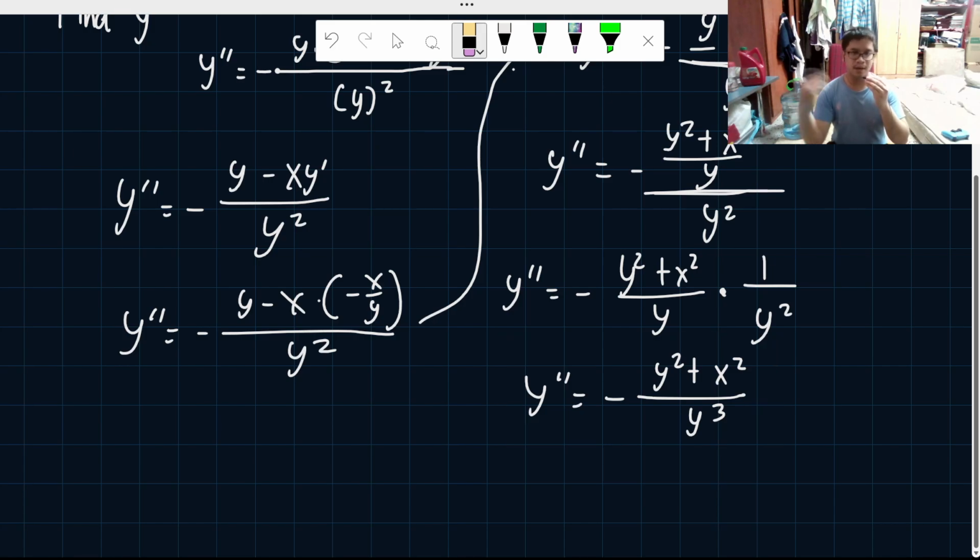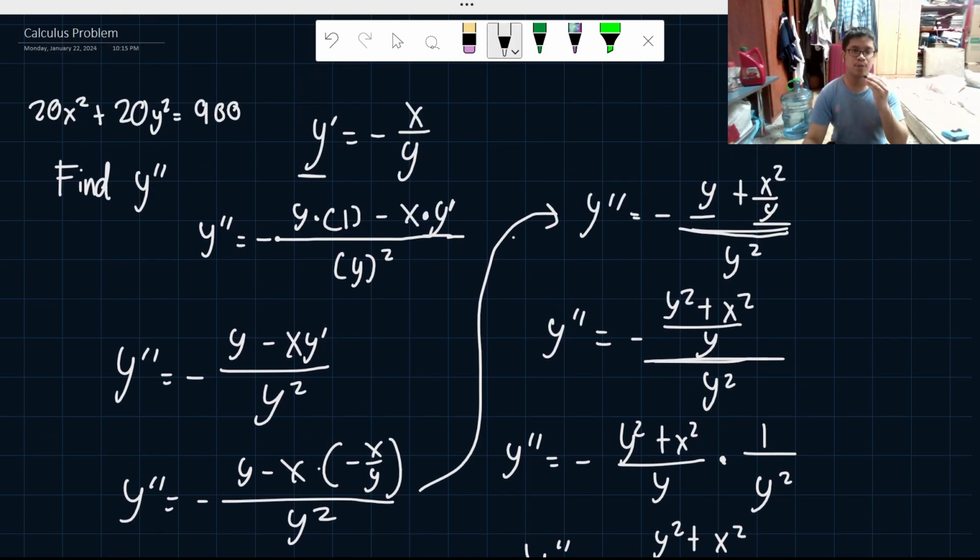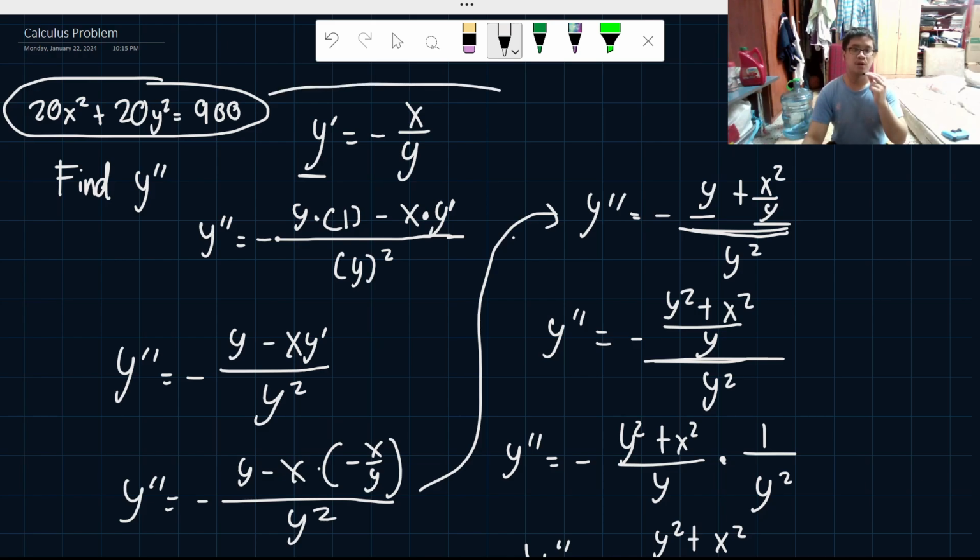What is the most simplified form of this answer? Let's go back to our previous solution. Remember this one, 20x squared plus 20y squared is equal to 900. Before we differentiate, we simplify it. And the simplified form of this given equation is x squared plus y squared is equal to 45.